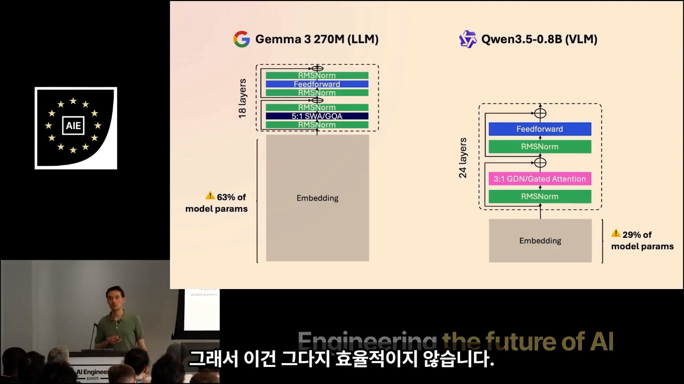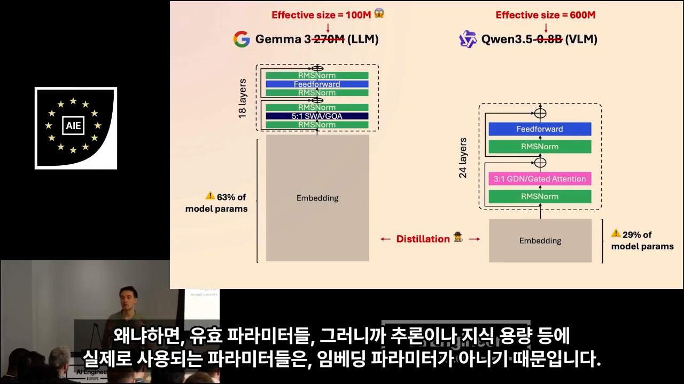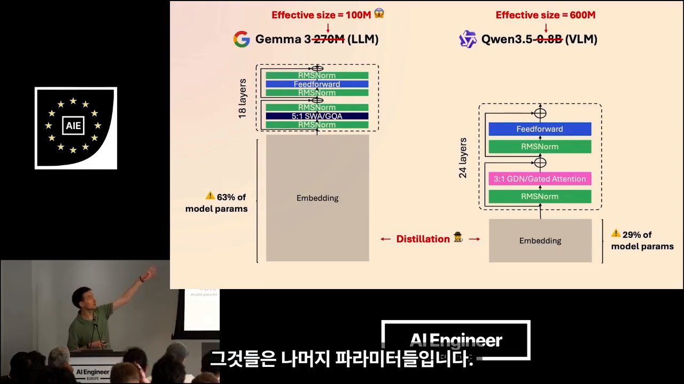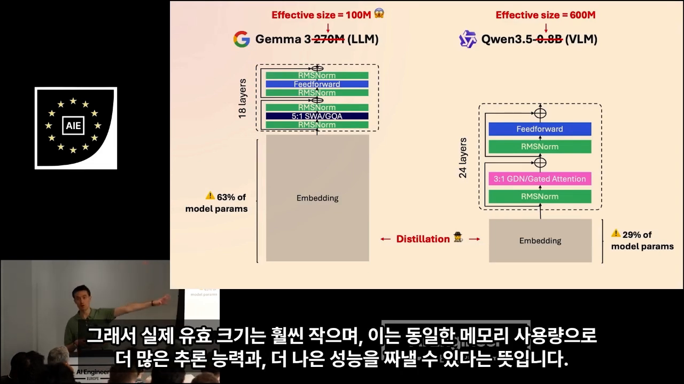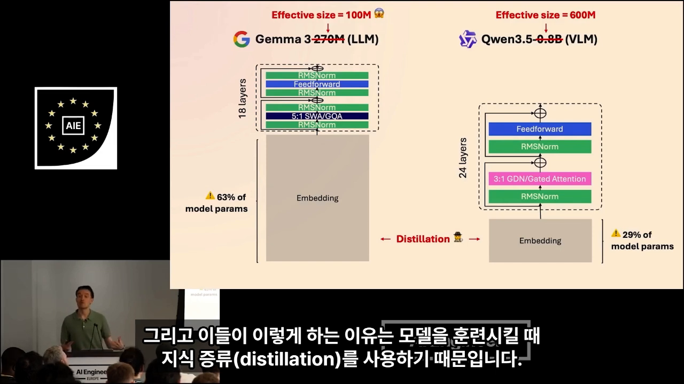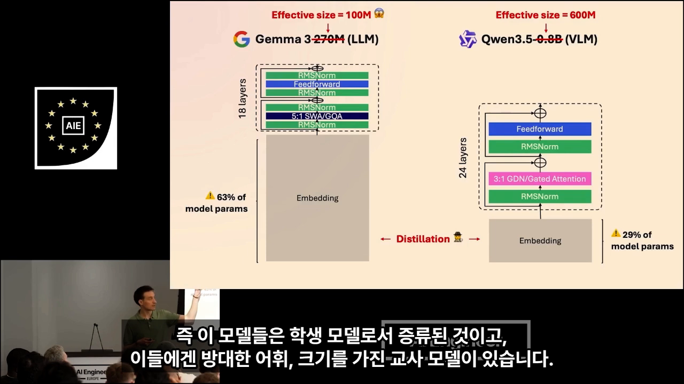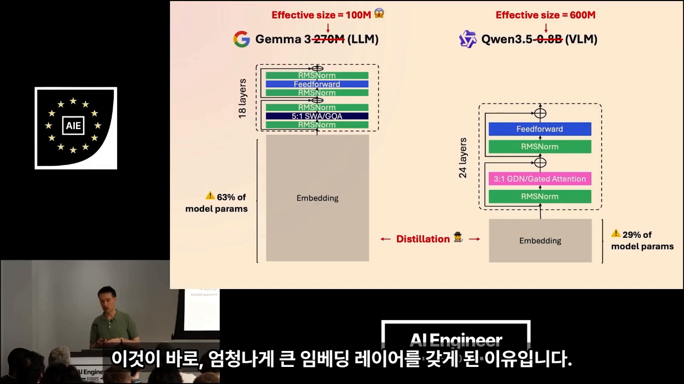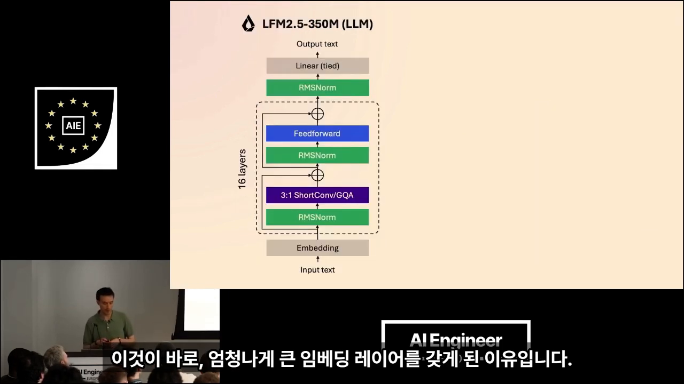So that's not super efficient, because the effective parameters, the parameters that are really used for reasoning, for knowledge capacity, and all that stuff, are not the embedding parameters. It's the rest. So the effective size is actually a lot smaller. And it means that you could squeeze more reasoning and more performance from the same memory footprint. The reason they do that is because they use distillation to train the models. Those are the student models, and they have teacher models with a huge vocabulary size, and this is why we have these super big embedding layers.